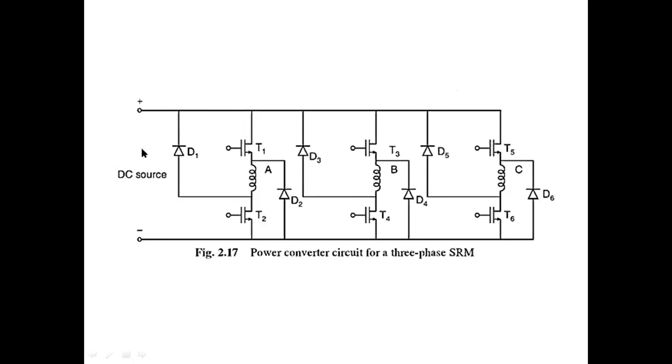Whenever the supply is given, first thyristor 1 has to be conducted. That means we are exciting phase A, if you suppose phase A is to be excited. Therefore thyristor 1 has to be conducted, and at the same time thyristor 2 has to be conducted. Switches T1 and T2 are conducting.